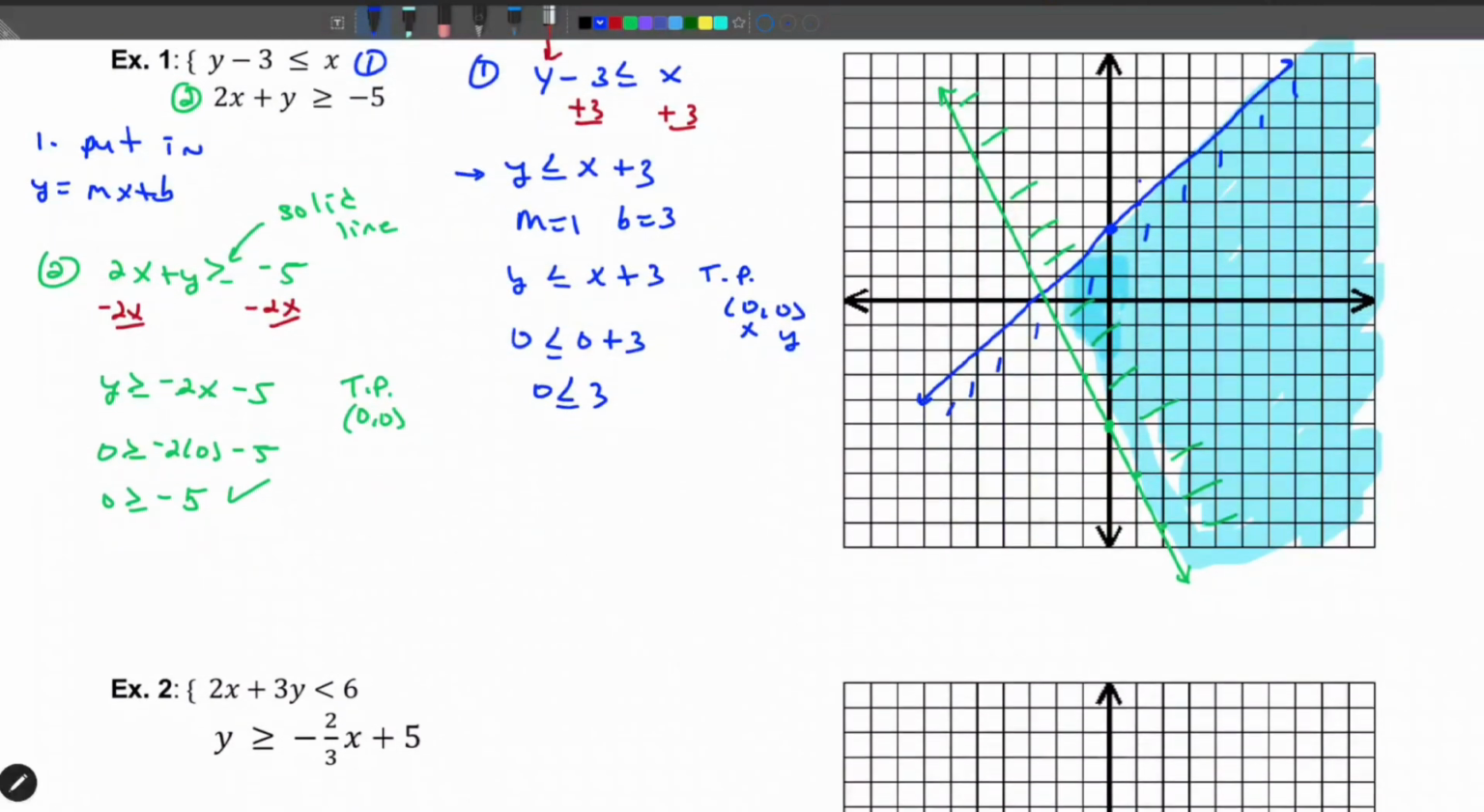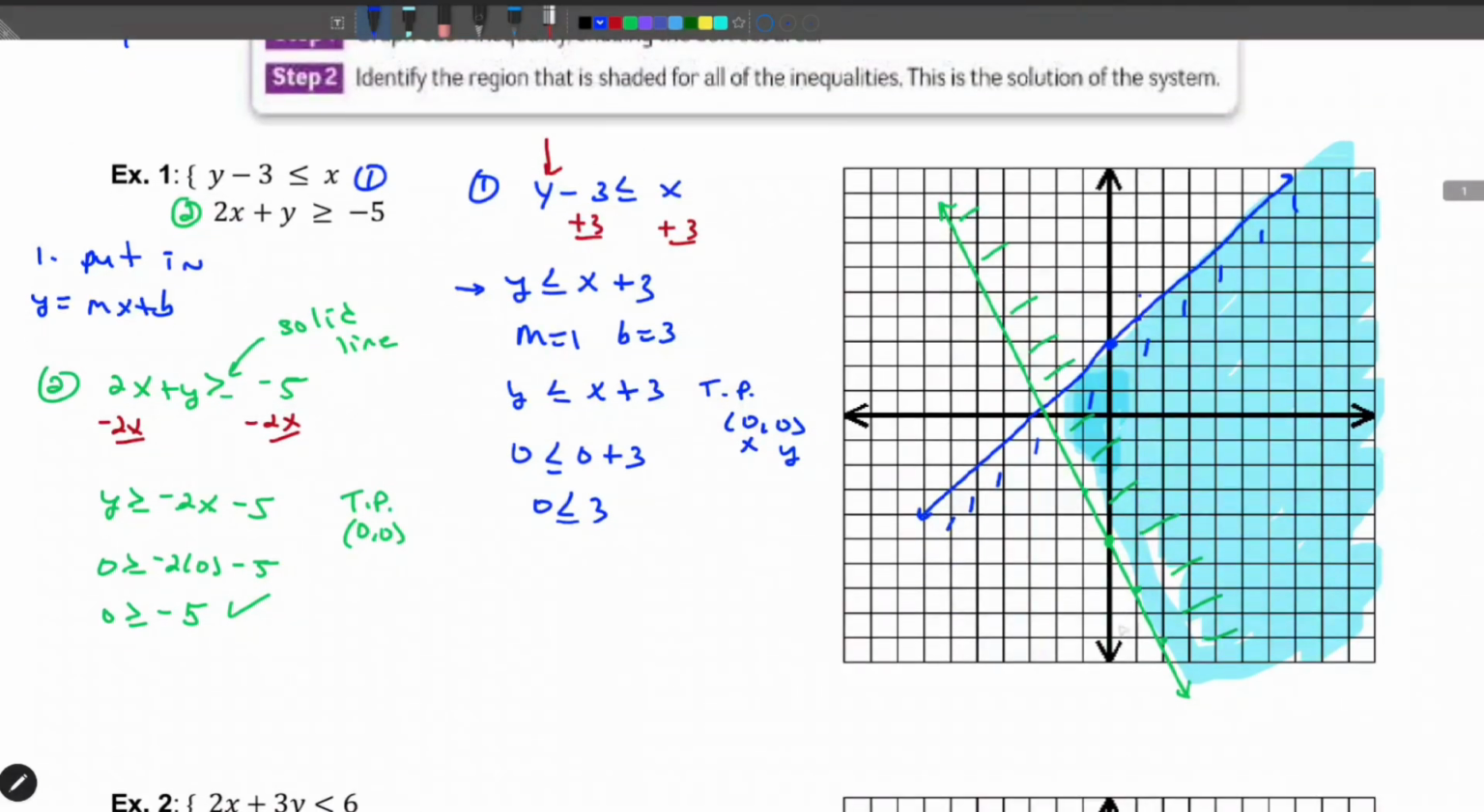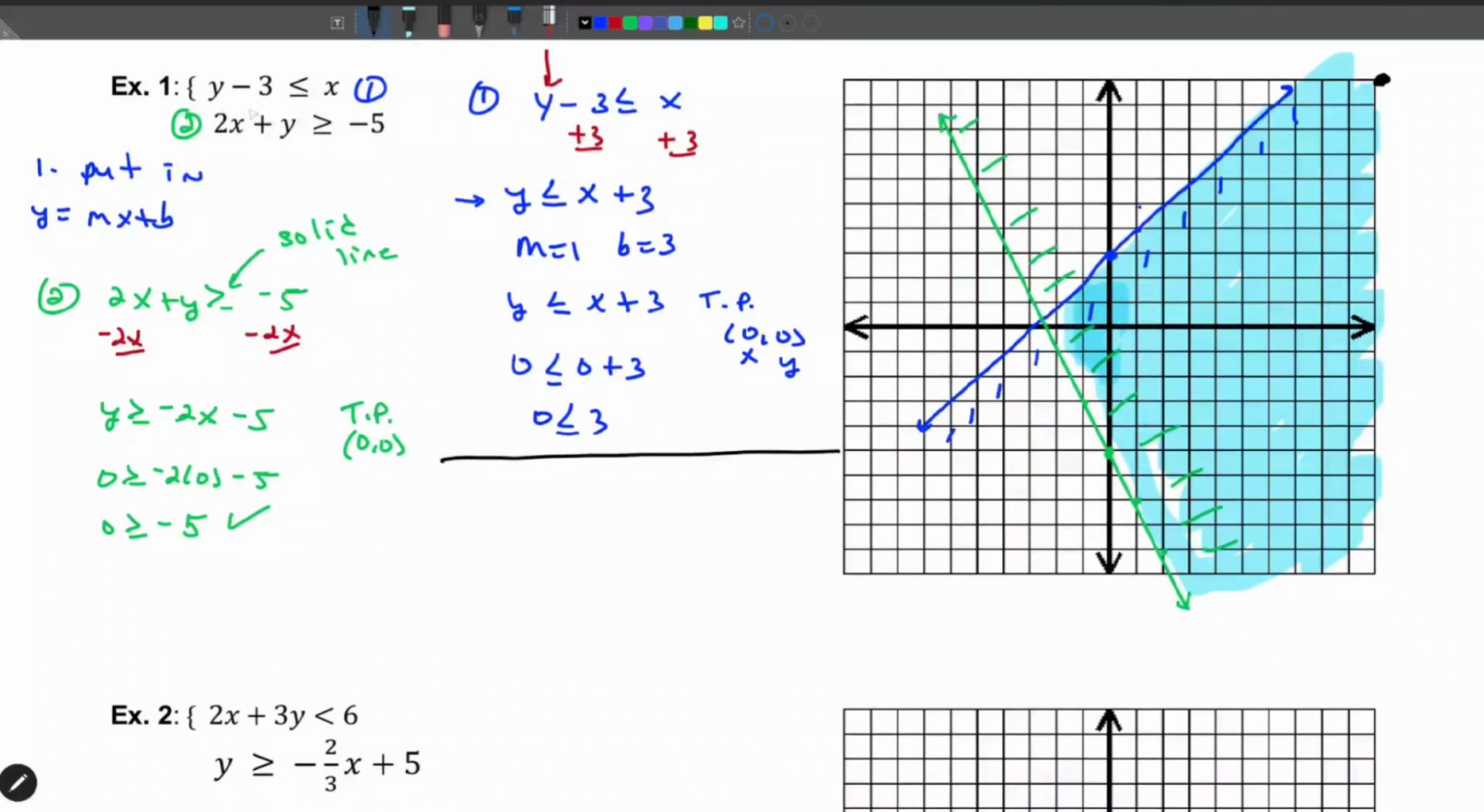So what this means is that I can pick any coordinate point in this shaded region and it will work for both inequalities. It will give me a true statement. So like I'm going to pick the point, let's be silly, let's pick the point 10, 10, and we can test that in both inequalities. We can go back to our original inequalities to get our test point. So if I take my original equation number 1, I'm going to plug in 10, 10 for my x and my y value.